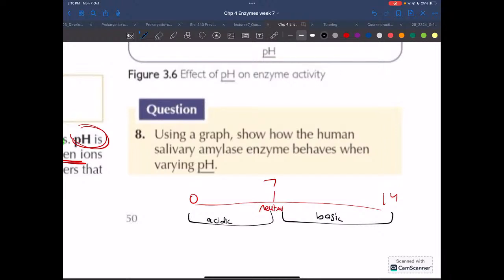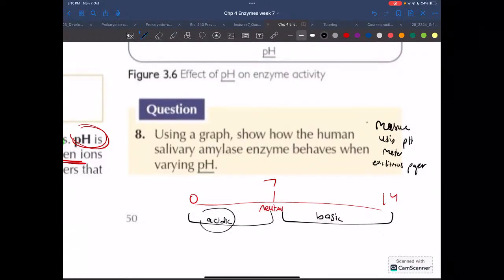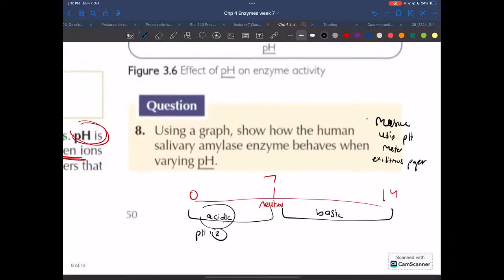Now, how do I measure? I measure using a pH meter. An example is litmus paper. Now, if I have an acidic solution, for example, a pH of 2, that's an acidic solution. In an acidic solution, I have a high concentration of H plus ions.